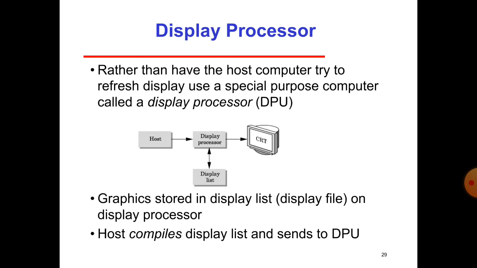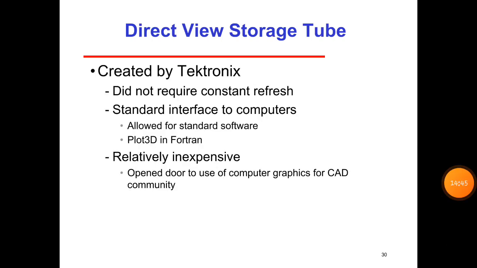Display processor. Rather than have the host computer try to refresh the display, use a special purpose computer called a display processor, DPU. Graphics stored in a display list, display file, on the display processor. Host compiles the display list and sends it to the DPU. Direct View Storage Tube, created by Tektronix, did not require constant refresh, standard interface to computers, allows for standard software, both 3D and Fortran, relatively inexpensive, opened the door to use of computer graphics for the CAD community.